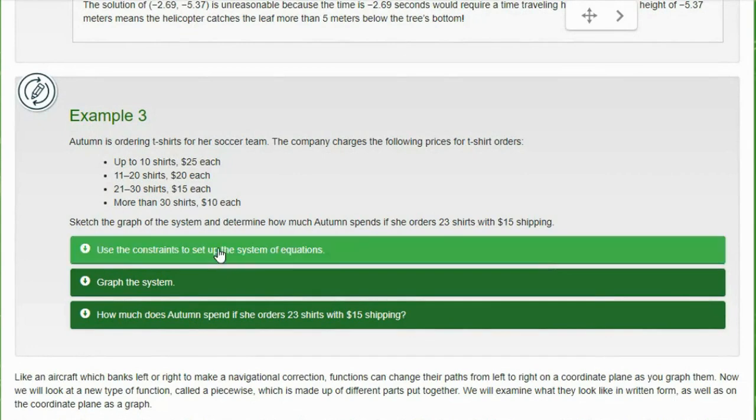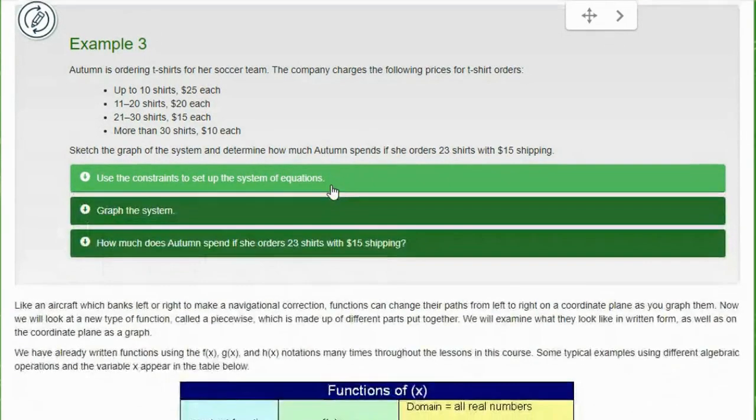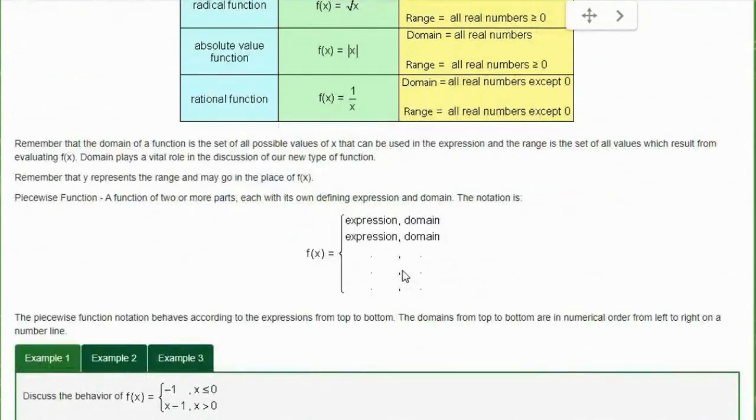Here's another example given t-shirts. So see if you can set up your system. Oh, here are some different functions you might be using with nonlinear. So you have linear, you have a constant function, quadratics, cubics, radicals that use a square root in the function, absolute value, or rational. So it could be any of those.